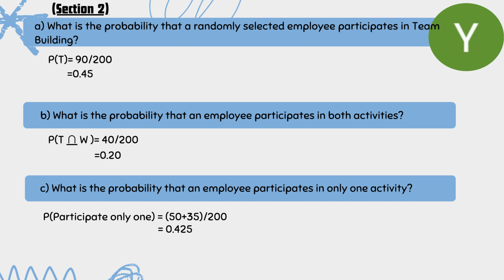Question C. What is the probability that an employee participates in only one activity? So P(only one) equals (50 plus 35) divided by 200, which is equivalent to 0.425.